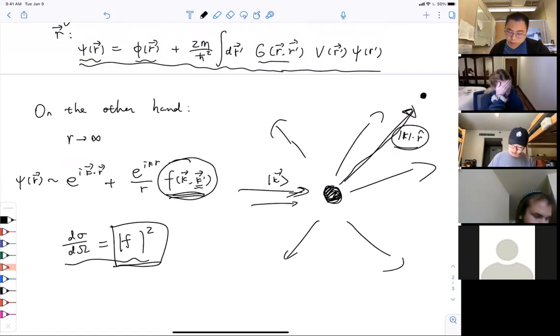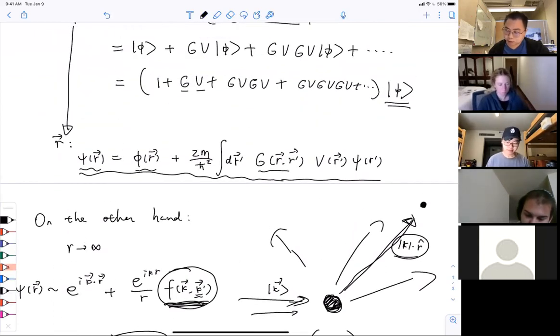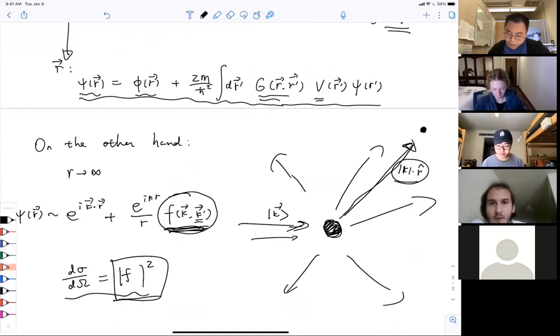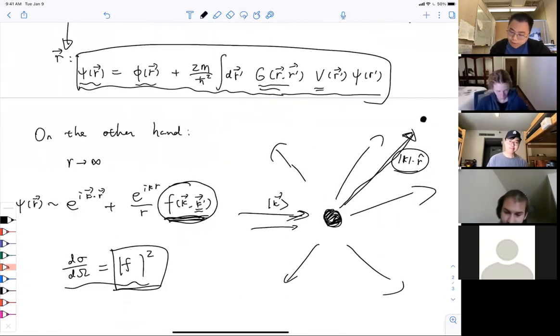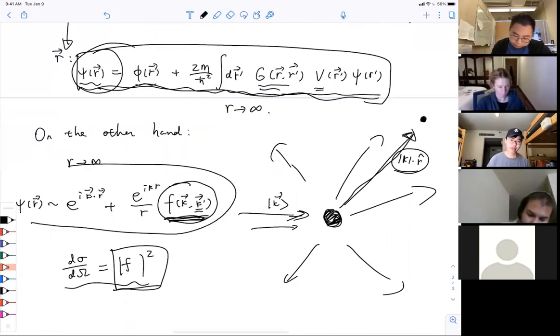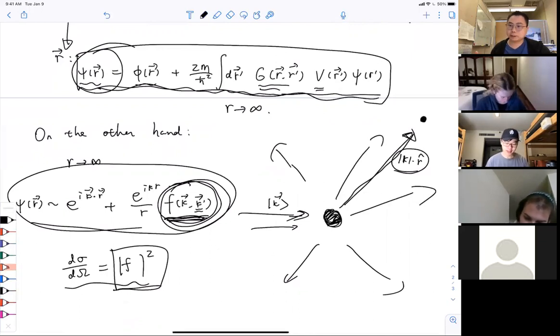So now we only need to find the expression for this f function, the scattering amplitude, in terms of quantities we know from our theory, basically the scattering potential or the Green's function. So how to do that? We know the general expression, and we just need to take r goes to infinity and compare this expression with this one, and we can get the expression for f. That's basically what we do, right?